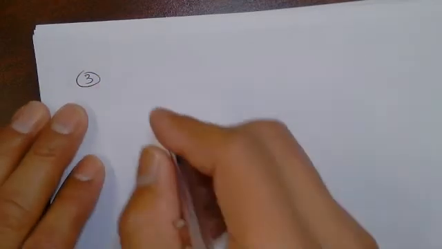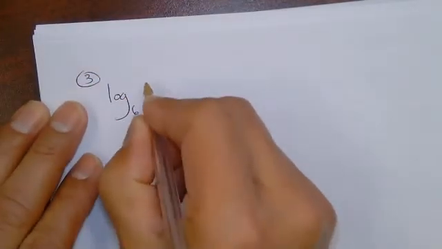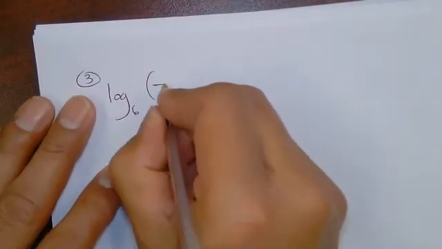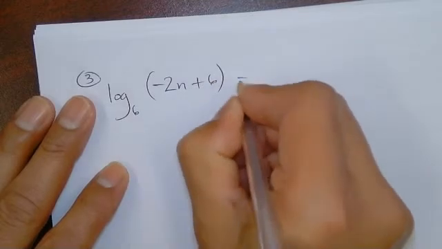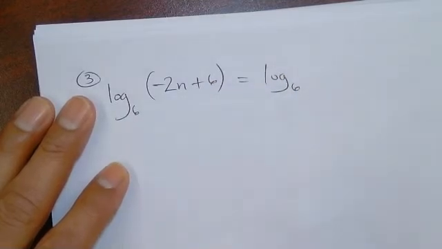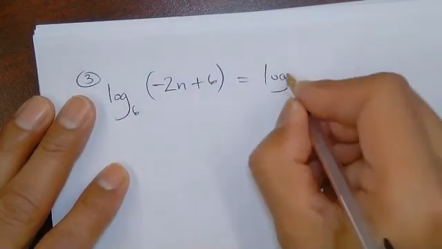Again, going quick. If you didn't catch it, well, like I said, it'll be on the video, so you can go back. Log base 6 of negative 2n plus 6 equals, well, it's going to be log base 6. It'll be the same one, okay?